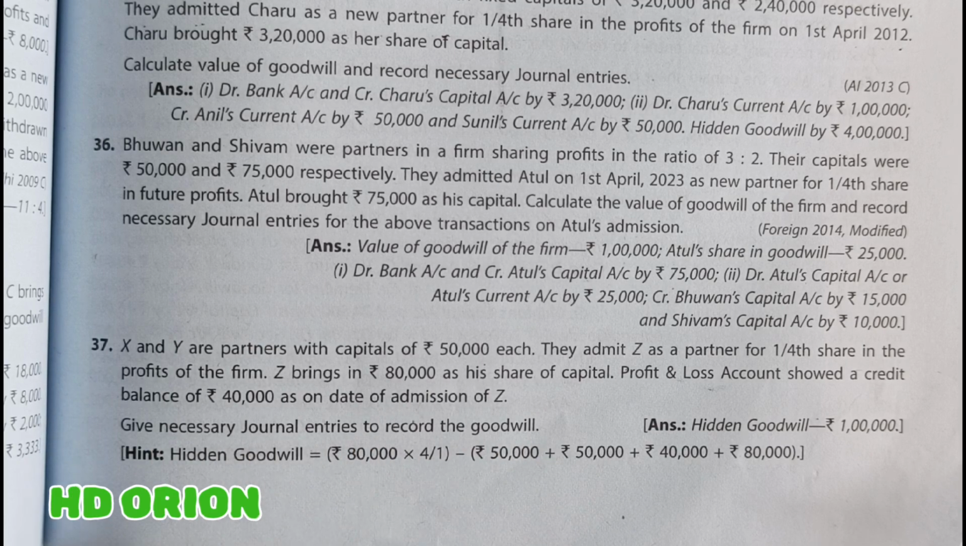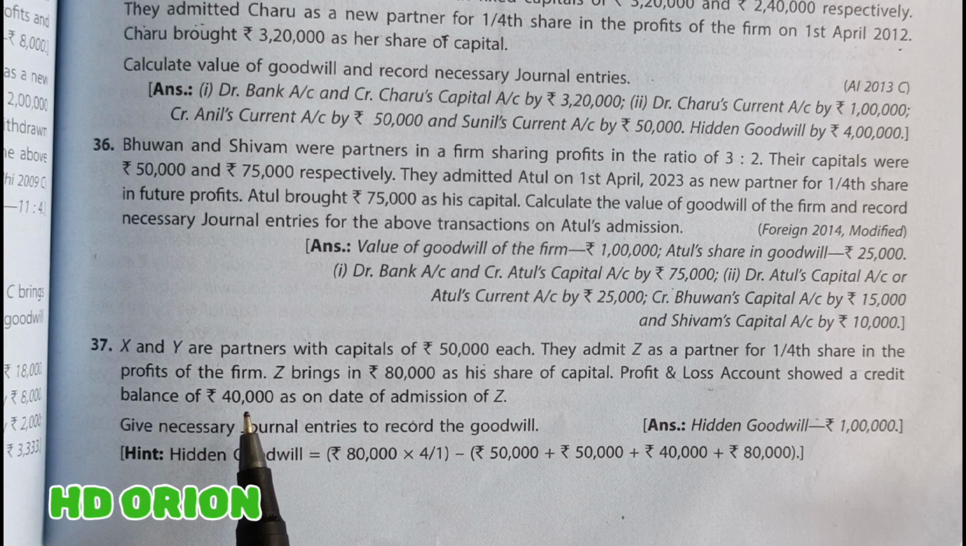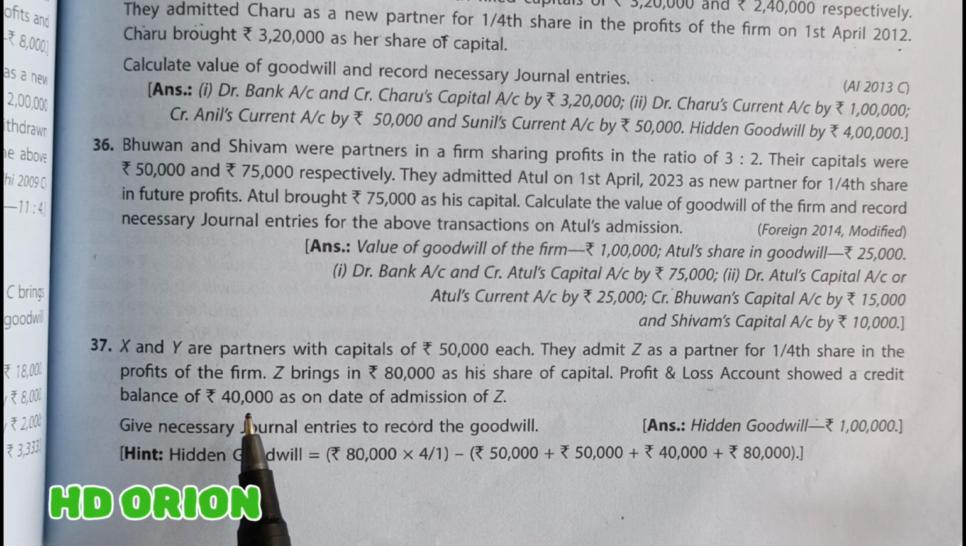Here also a direct information about goodwill is not given. It means we have to calculate a hidden goodwill. First thing. Second thing is that there is a credit balance of profit and loss account. It means it is a profit. Credit balance of profit and loss account means it is a profit, and this undistributed profit in the balance sheet is also a part of capital employed. So let us see how it is to be answered.